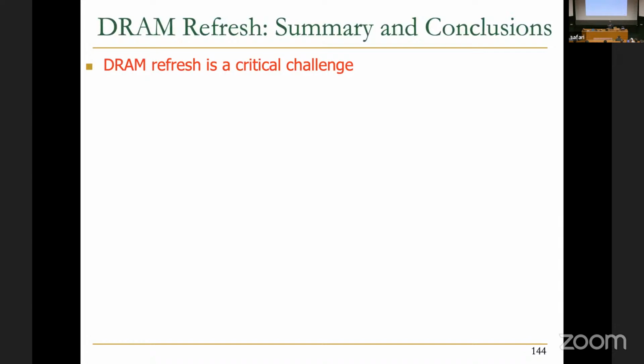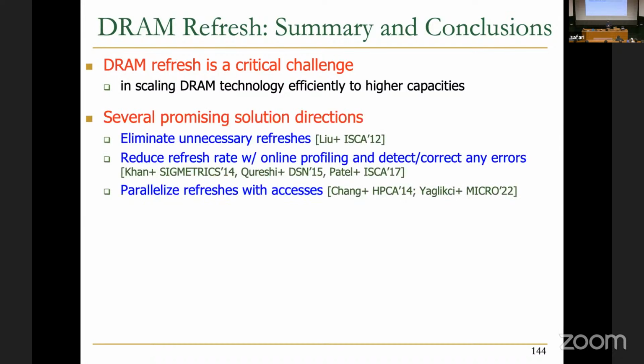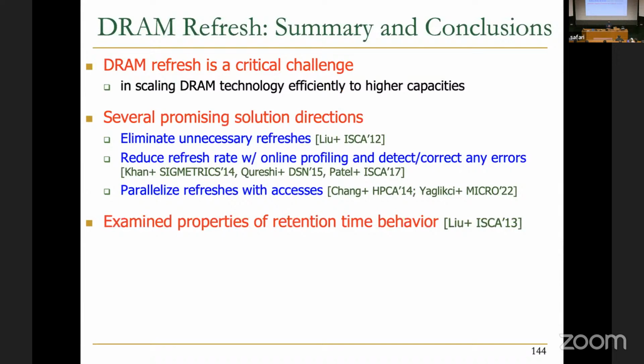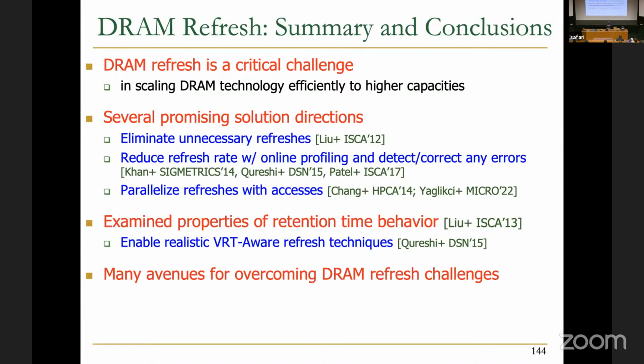This is pretty much the end of the DRAM refresh session. So it's a quick summary. DRAM refresh is a critical challenge. It becomes more critical when we scale DRAM technology. We already discussed several promising solution directions. There are many more in the field. And we examined the properties of retention time behavior. We talked about VRT. And there are many other avenues for overcoming different DRAM refresh challenges.